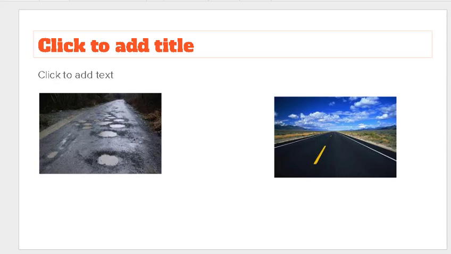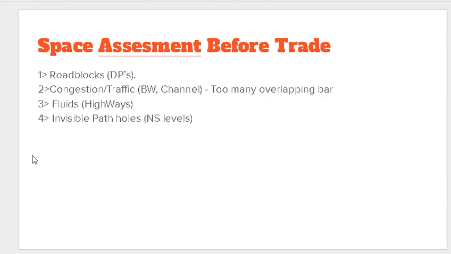Assessing space quality is very easy. There are just four factors that we can use for assessing space before the trade. That is roadblocks, which are nothing but DPs. Usually prices stall there, and ideally those are the points where you should plan your exits.